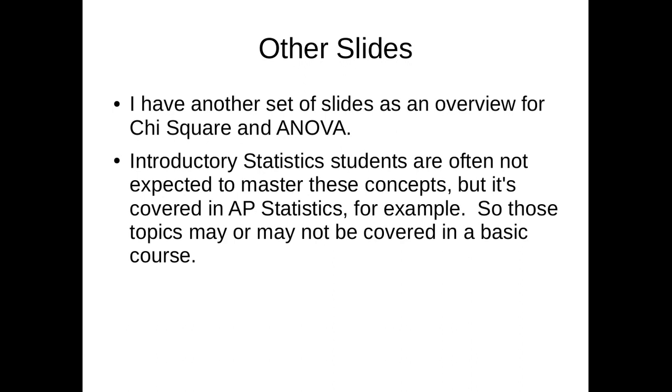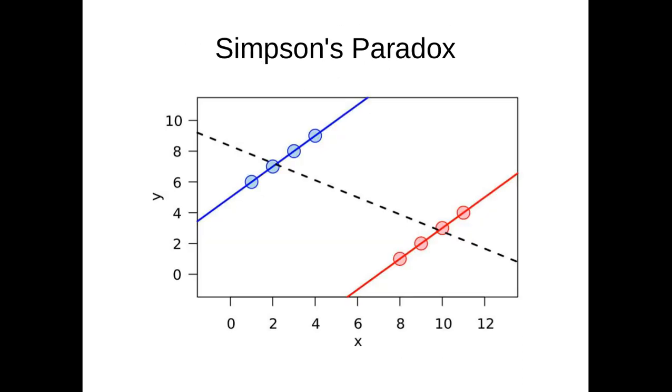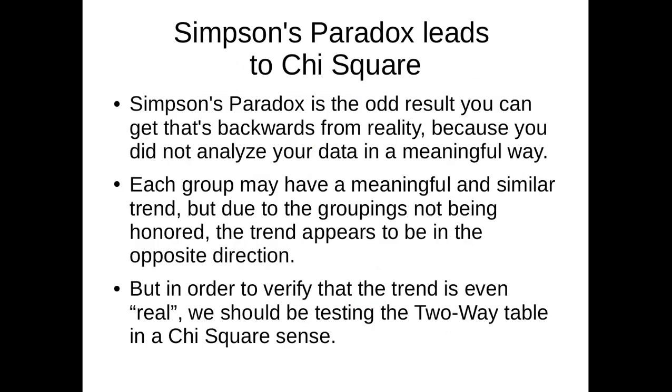Introductory statistics students are often not expected to master these concepts, but it is covered in most AP Stats classes, for example. So those topics may or may not be covered in a basic statistics course. They're usually things that you study at the end of a basic statistics course or that they get skipped. But the chi-square concept really is important, or you can't really understand Simpson's paradox very well. Okay, so hopefully you will go on and first take a break and then go watch the other set of slides.